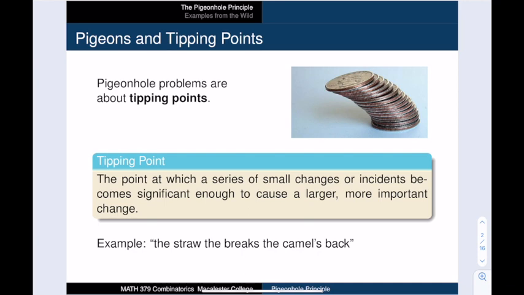A tipping point is the moment when we suddenly have enough small, local changes to cause a big, global change. The familiar idiom, the straw that breaks the camel's back, is actually about a tipping point. If we add one too many things, then there is an inevitable consequence. So let's see why the pigeonhole principle is a mathematical version of the last straw.